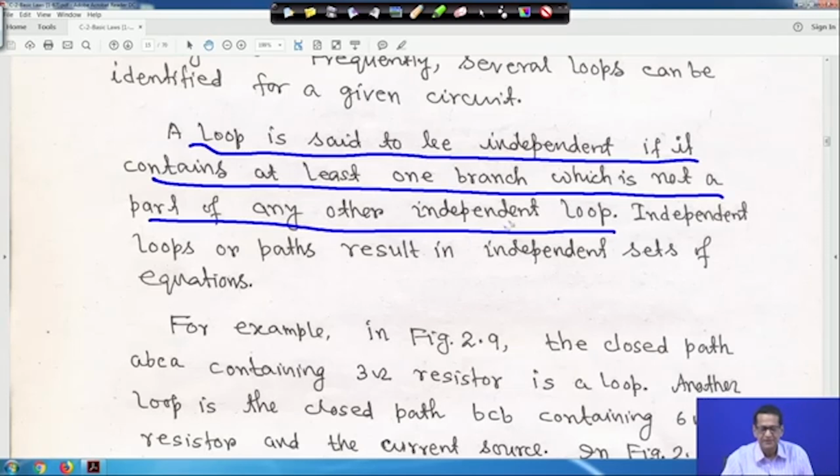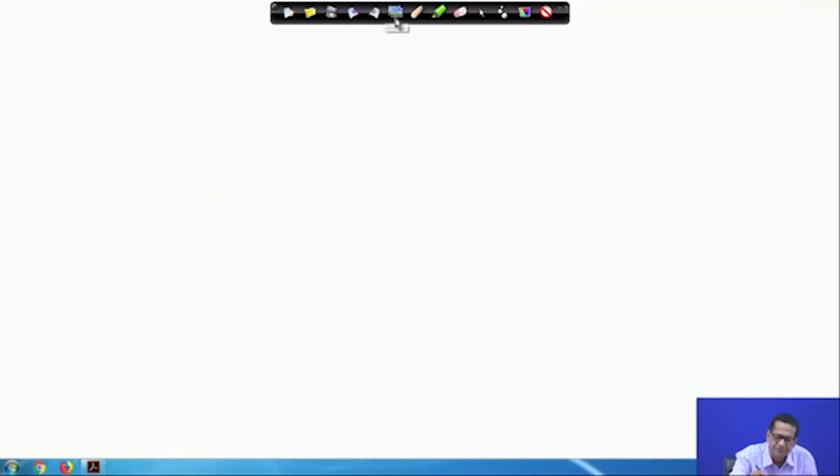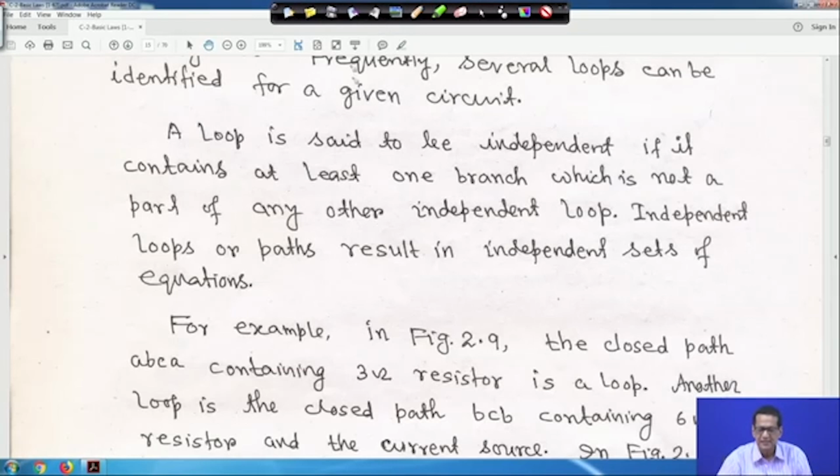So, in this circuit, just a minute. Let me clean this one. So, in this circuit, just hold on.